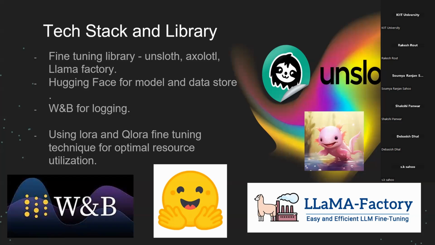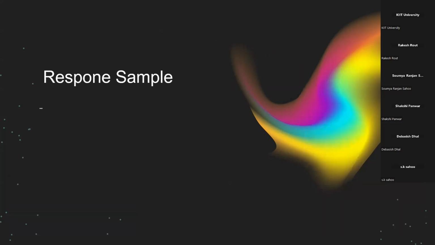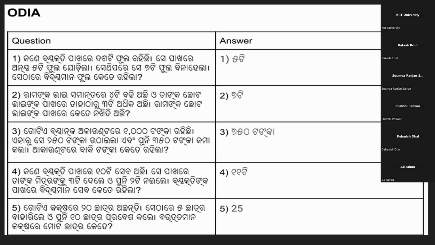So for the models and datasets, we are using Hugging Face, and using LoRA and QLoRA as fine-tuning techniques for optimal resource utilization. And there is a response sample. In some of the questions that I asked the Odia Llama, in some parts it gives the correct answer and in some parts it gives the wrong answer.